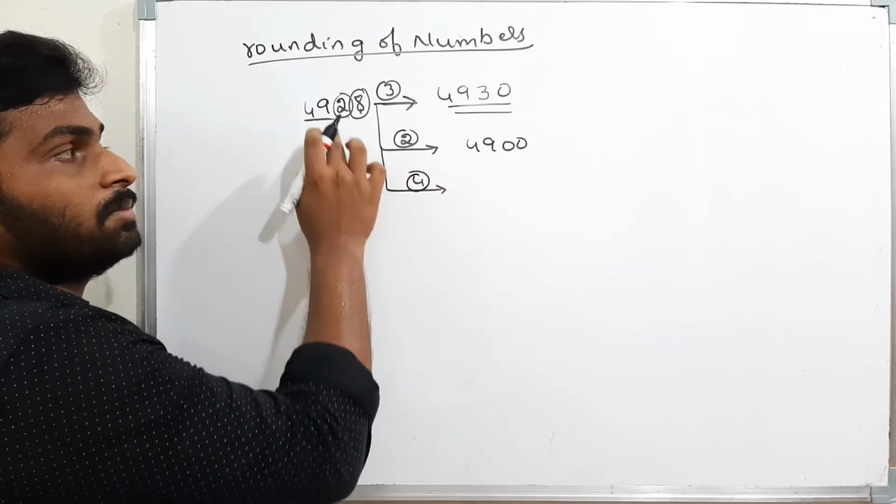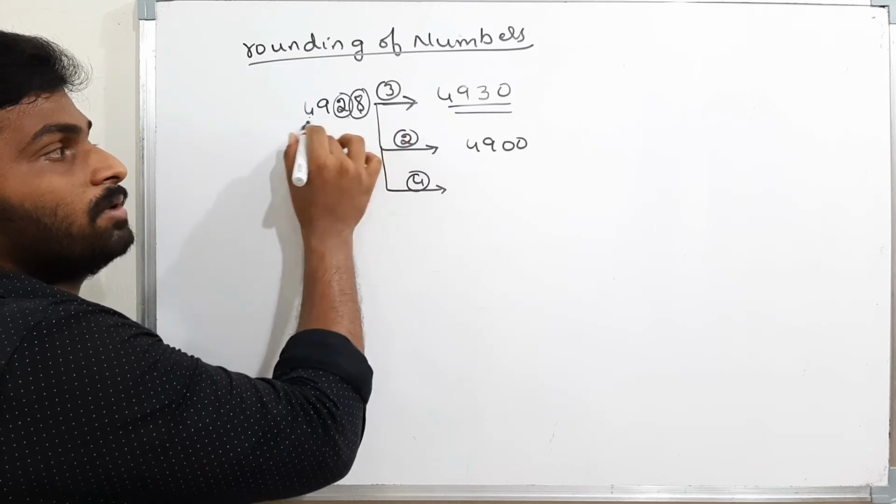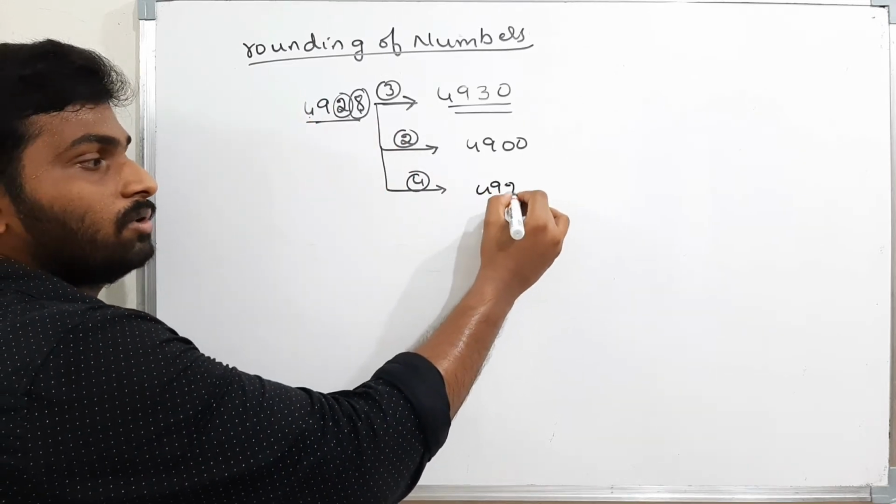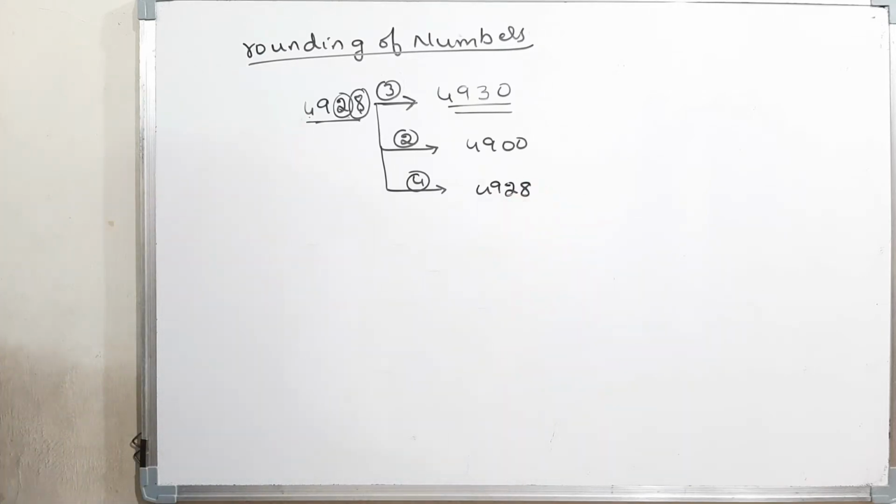Now if they told to round off to 4 significant figures, 4 significant figures means how will I get? 1, 2, 3, 4. That means the given number itself has 4 significant figures. Answer is 4928. I think this is clear.